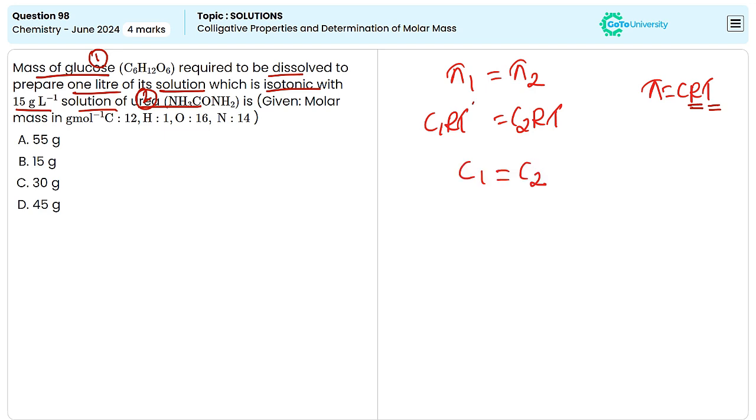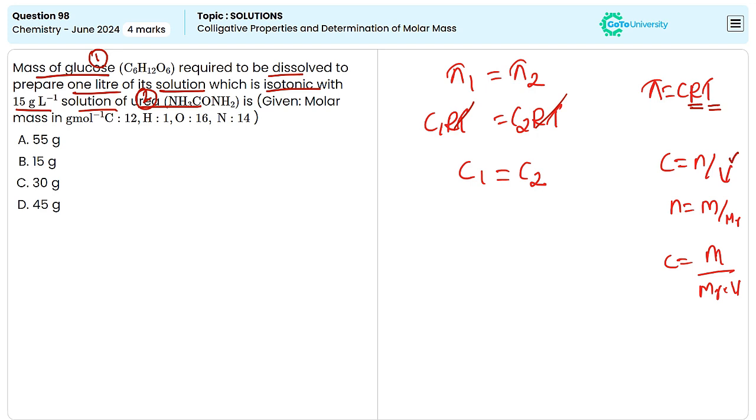Now we can see the value of concentration. So we can write the RT values will be cancelling each other. So C1 will be equal to C2. It means the concentrations of both the solutions will be equal. In order to find out the concentration, we have the equation C is equal to n divided by V.